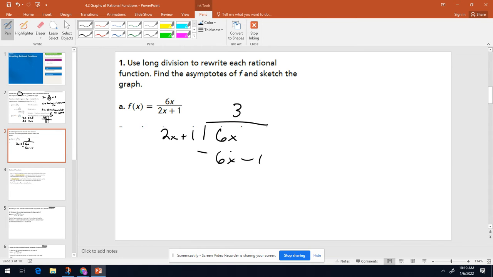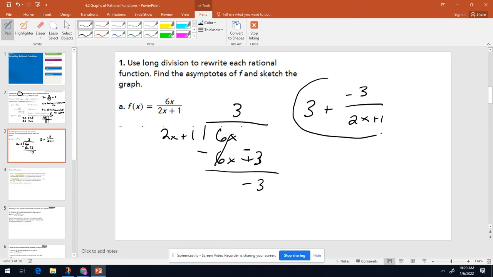So I'm sorry, there's a plus 3. Goodness gracious. 3 times 1 is 3. So I subtract, I change both of these signs. That cancels, that gives me a -3. So I am left with a 3 plus -3 all over 2x plus 1. So for this problem right here, what is my k? K is 3. So my horizontal asymptote would be y equals 3.